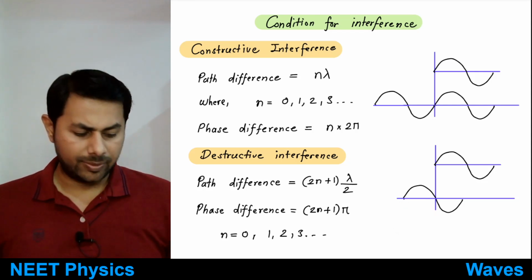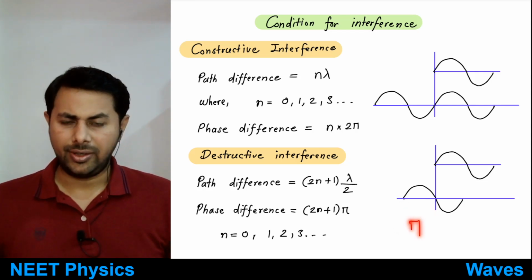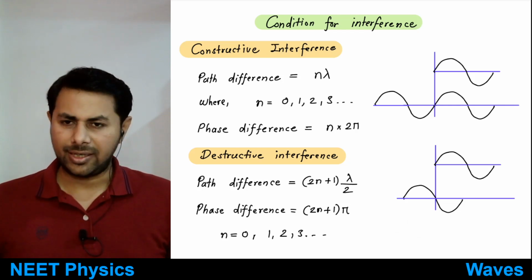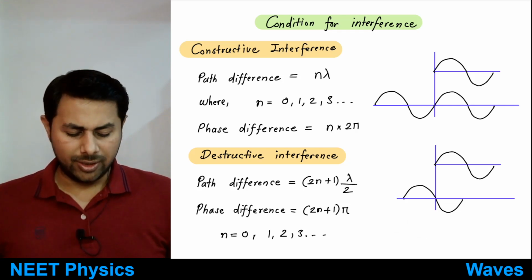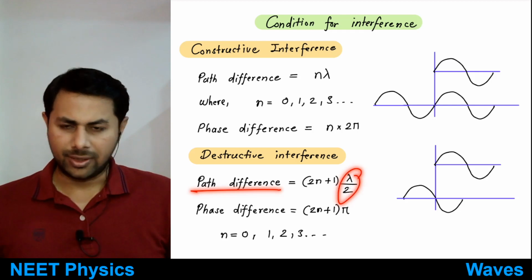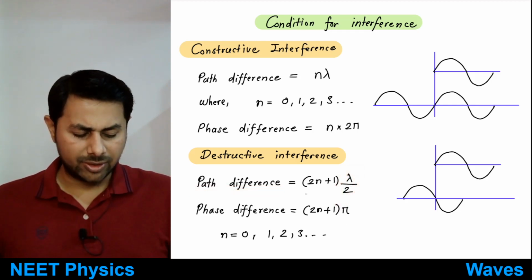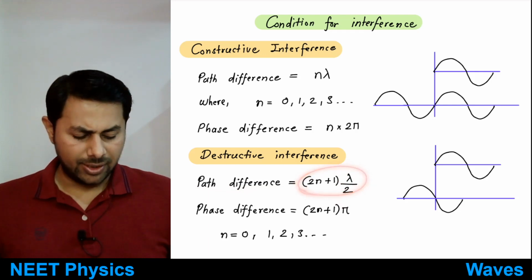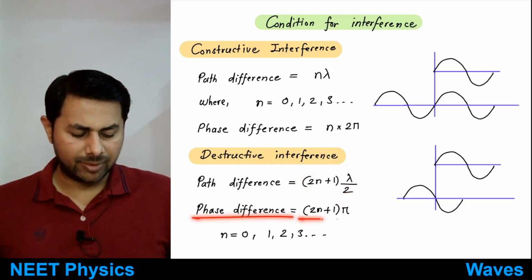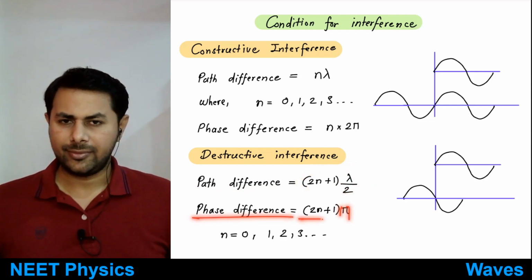So either the phase difference is pi, or 3 pi, or 5 pi, and so forth. So the path difference would be equal to lambda by 2, or 3 lambda by 2, 5 lambda by 2, that means odd multiples of lambda by 2, and the phase difference would be odd multiples of pi, right?